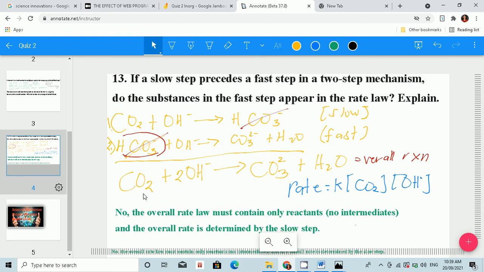So our overall reaction is CO2 plus 2OH minus yielding CO3 2 minus plus H2O. And we base the rate law on the overall reaction. Also, the overall rate is determined by the slow step, not the fast step. Okay, so that's all.